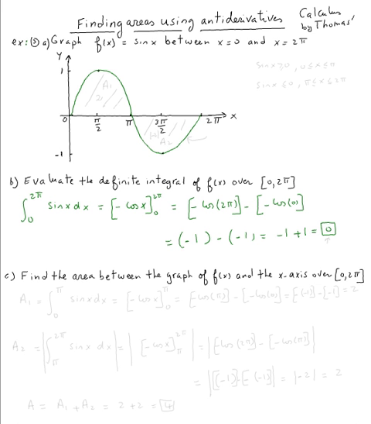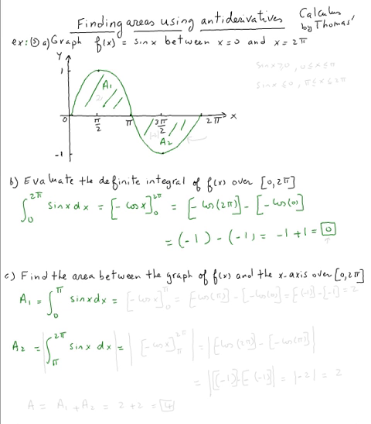Now for C, they're asking us to find the area between the graph of f of x and the x-axis. In other words, this area plus this area. So if we call this A1 and we call this A2, we need to find A1 and A2 and then add them up. Now A1 is equal to the integral from 0 to pi of sine x dx, right? And then A2 is going to be equal to the integral from pi to 2 pi of sine of x dx.